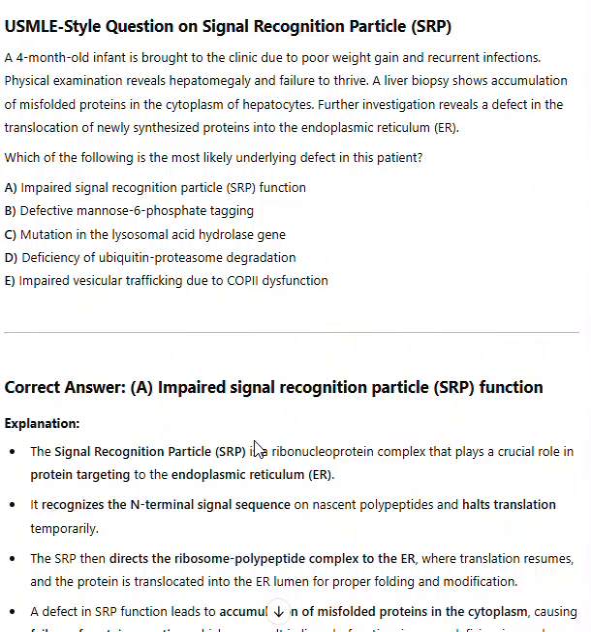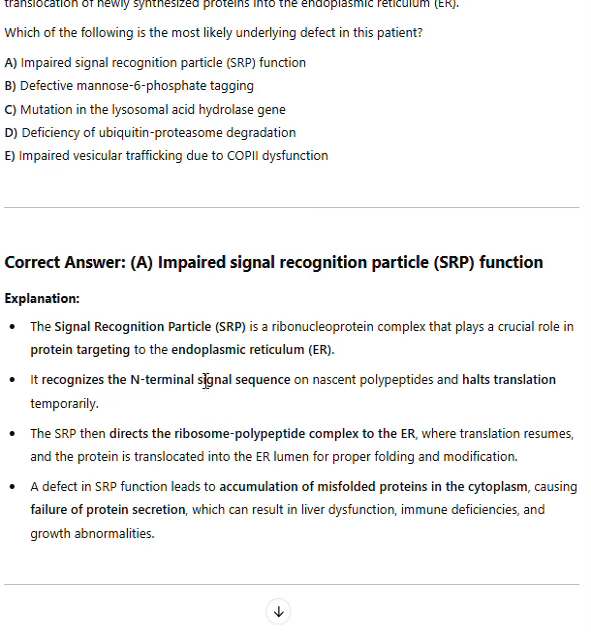Explanation. The signal recognition particle, SRP, is a ribonucleoprotein complex that plays a crucial role in protein targeting to the endoplasmic reticulum, ER. It recognizes the N-terminal signal sequence on nascent polypeptides and halts translation temporarily. The SRP then directs the ribosome polypeptide complex to the ER, where translation resumes, and the protein is translocated into the ER lumen for proper folding and modification.